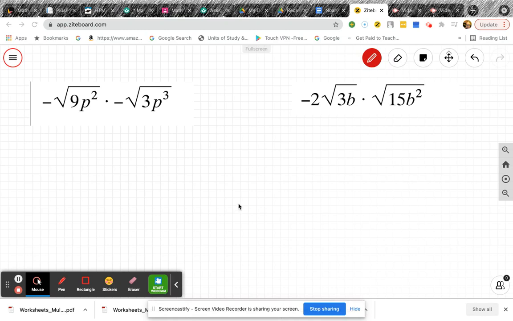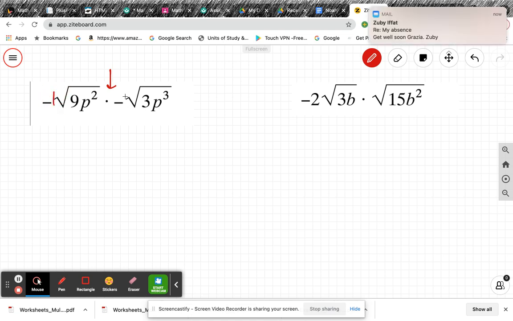Okay, so this is multiplication of radical expressions. That dot right there means multiply. If you didn't see the dot, you would assume this is subtracting, but it's not. That dot means multiply. And when we multiply, the first thing we're going to do is multiply the numbers that are in front of the radical.